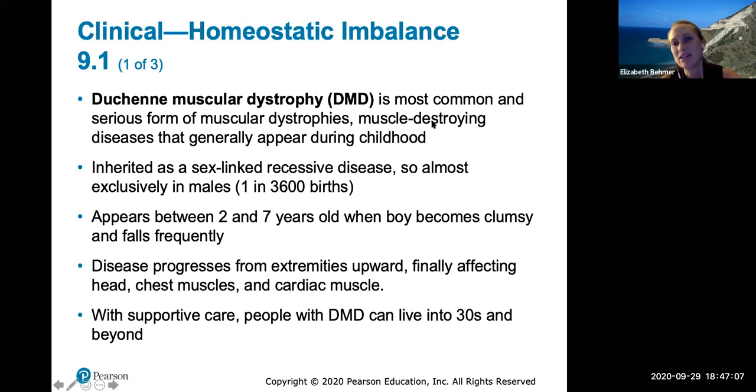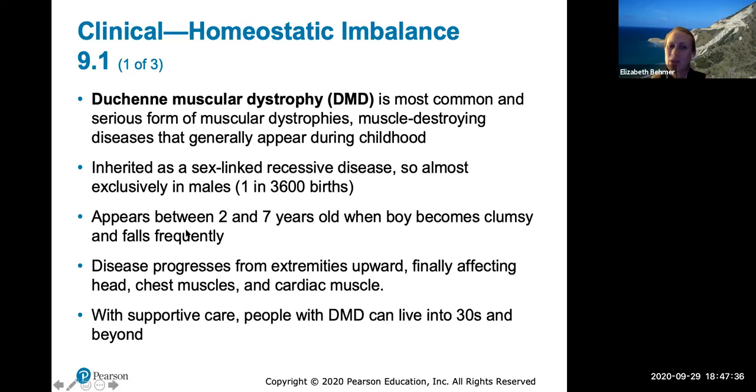Abbreviated DMD, it's the most common and serious form of muscular dystrophy. It basically destroys muscle. It appears during childhood. The average lifespan is maybe the 20s, maybe into the 30s with supportive care, but basically it's just the muscle destroying itself and there's no cure for it. It's inherited as a sex-linked recessive disease. So that means that it's only in males.